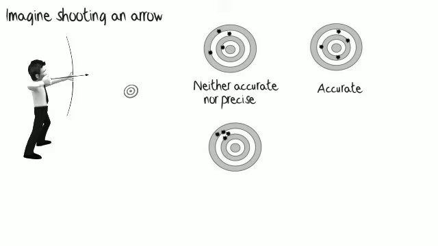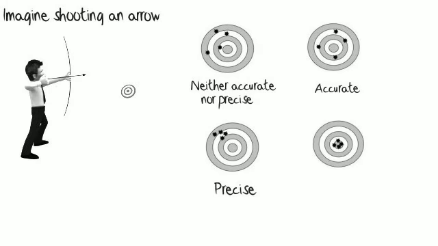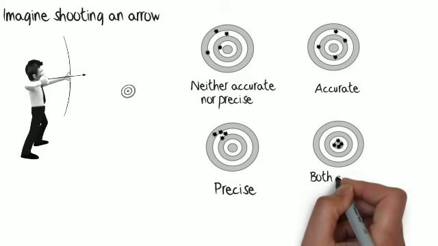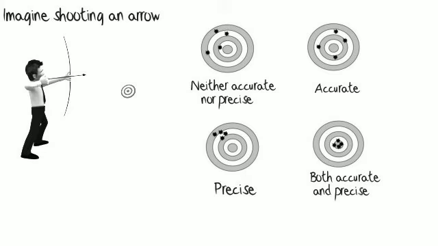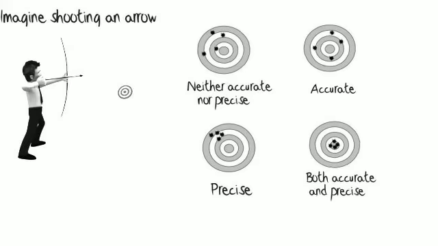You could have just precise, which is this next picture here, where you have a tight grouping of shots, but they're not in the bullseye, so it's not accurate, but it is precise. And then you can have both accurate and precise, which is this picture here, where it's a tight grouping of shots and it's in the bullseye.